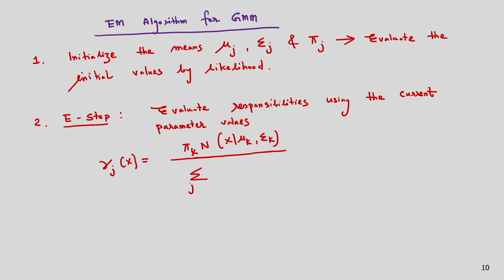So we are considering capital K number of Gaussians. So this is the expression for the responsibility. So we can evaluate responsibilities using the current parameter values. So this is the second step. After this, move to the next step, that is the third step.